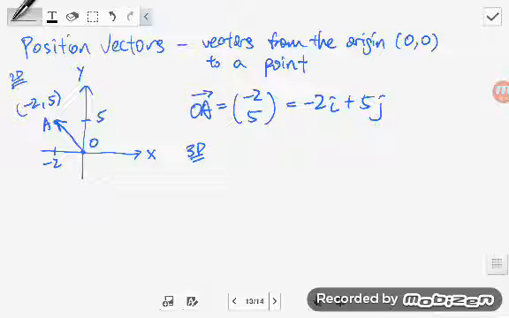Okay, so if I have a position vector in 3D, then I'm going to pause the video, and when I come back, you guys will see the 3D axis, and we'll do some drawings on it.